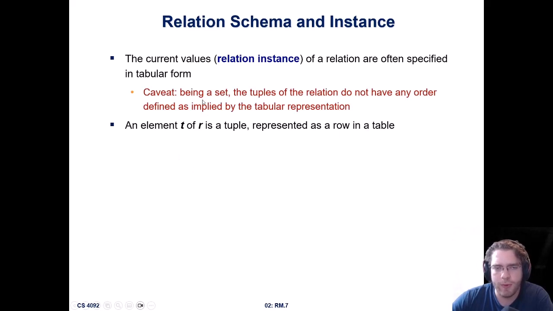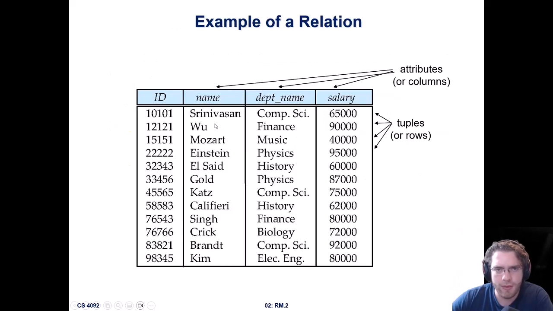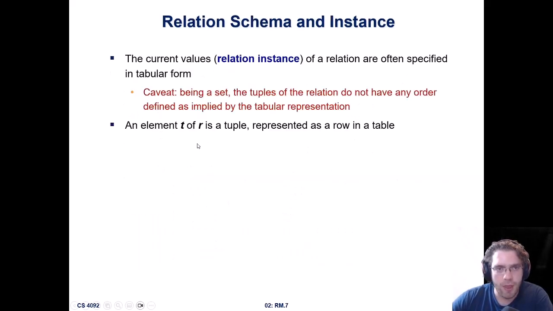Now, there's one caveat here that we have, which is that if we have a set, the tuples of the relation do not have any order defined as implied by the tabular representation. Okay. This means that when we get back the tuples, they might not be in any particular order. So essentially, Einstein and Mozart might not always be in this order on top of each other. And then if we call select all from table R, we might not get ID before name sometimes.